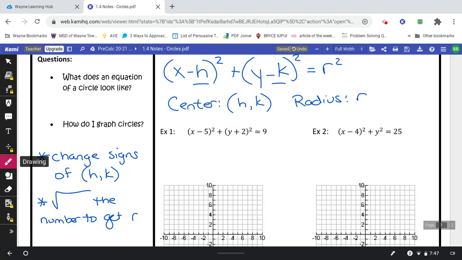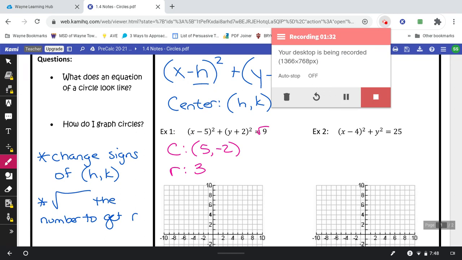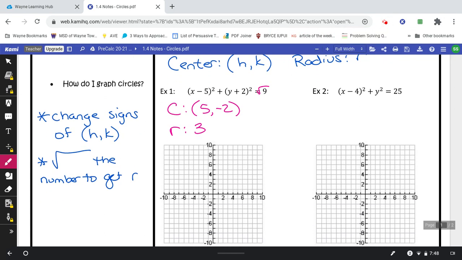So example number 1, your center should be 5, negative 2, and your radius should be 3. Okay, so once we have the center and the radius, we're going to plot the center, 5, negative 2. And then for the radius, we're going to go 3 in each direction. So 3 to the right, 3 to the left, 3 up, and 3 down to create the circle.